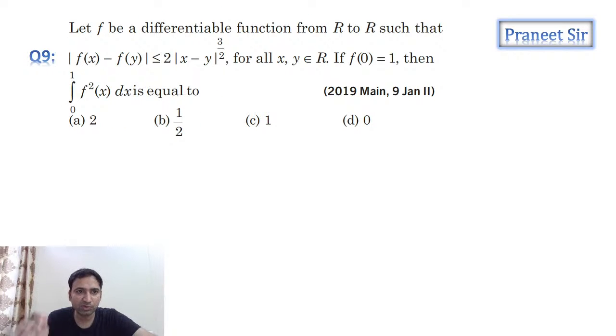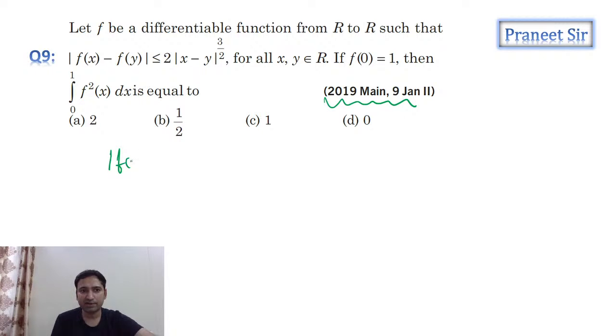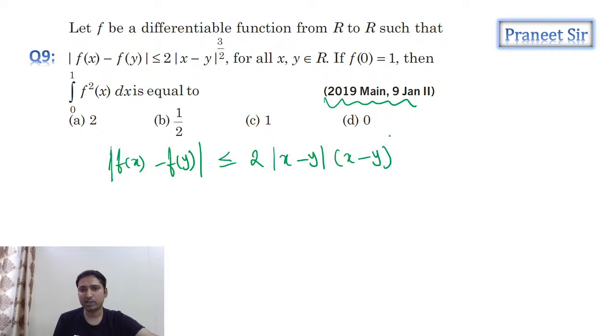Right. So now let's move to the next question, guys. This is also a 2019 question. Let f be a differentiable function from R to R such that mod f of x minus f of y, let's take it like this, mod f of x minus mod f of y less than or equal to 2 times, can I write it as mod x minus y into (x minus y) whole power 1 by 2? Can I write it like this?